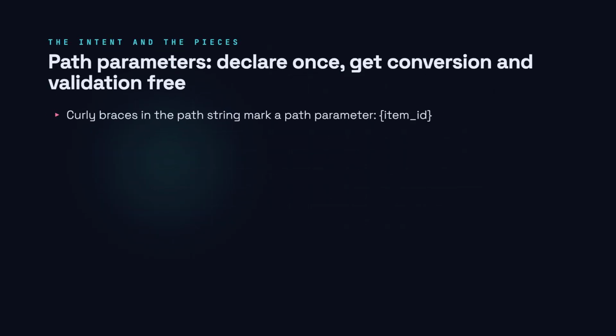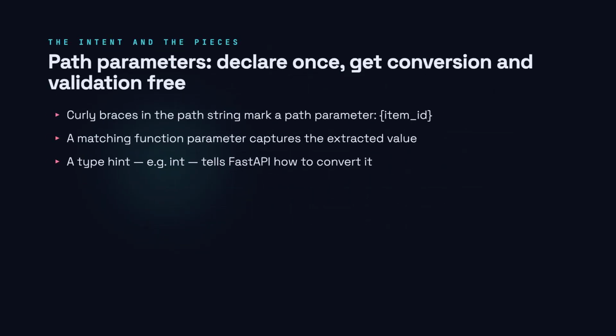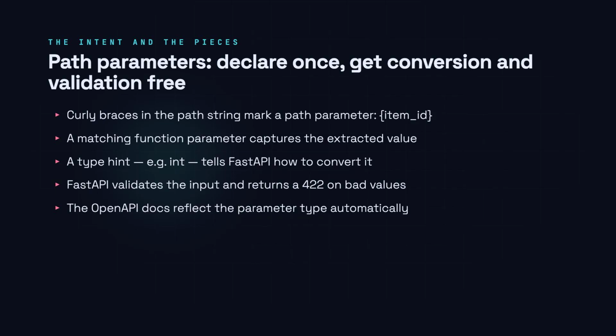There are 4 pieces working together here. First, you write the URL pattern with a segment in curly braces. That is the path parameter placeholder. Second, your handler function declares a parameter with the exact same name. Third, you add a Python type hint to that parameter. Fourth, FastAPI reads that hint at startup and wires up conversion and validation for you.